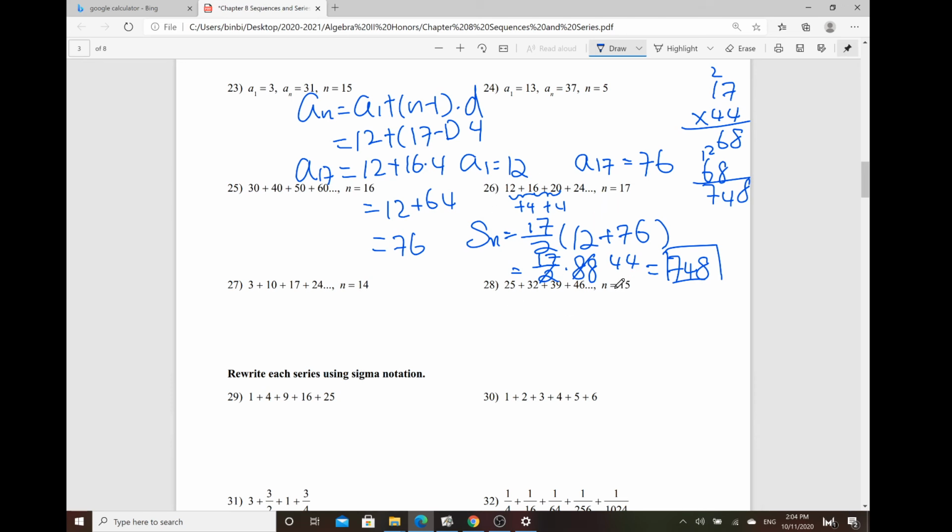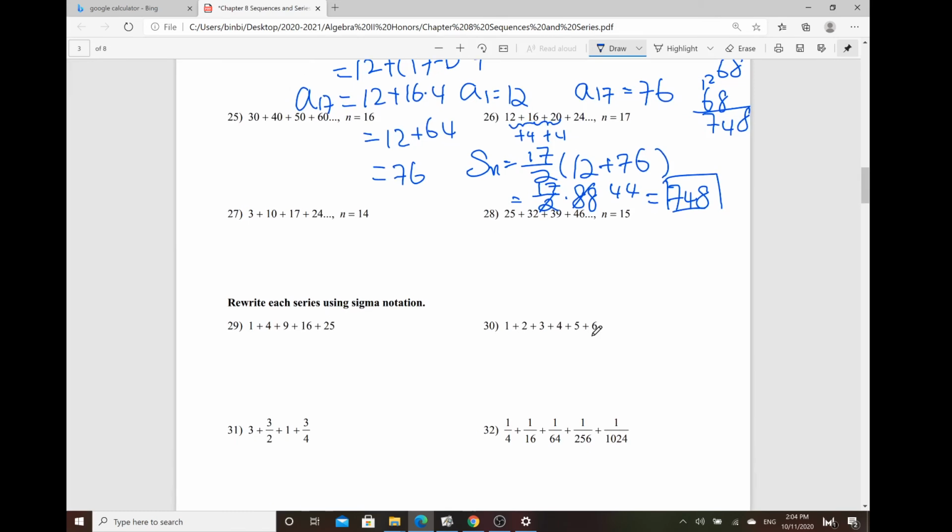And the other one is quite similar. So a sub 1 is given already, 25. And then a sub n, a sub 15, is the one you want to find by using the arithmetic sequence formula. And once you get that, you put it into the summation.